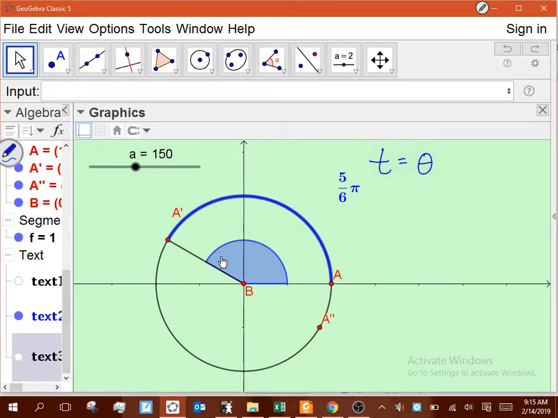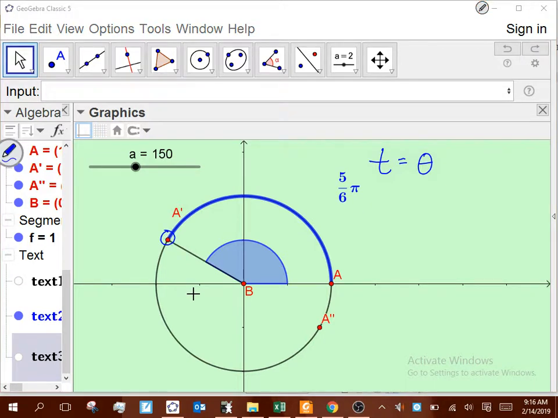So when I'm asked what is the terminal point, because that's what we're going to be interested in, that's the coordinate of this point here. A prime is our terminal point. It's the coordinates of that, and they're associated with 5 pi over 6.